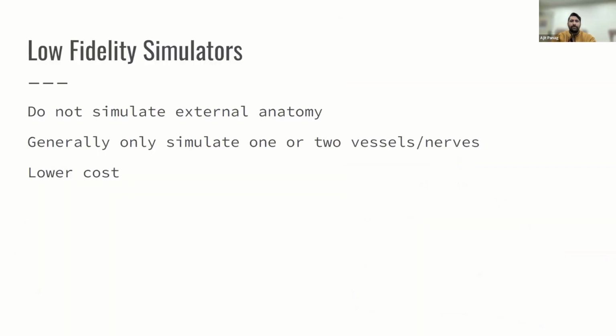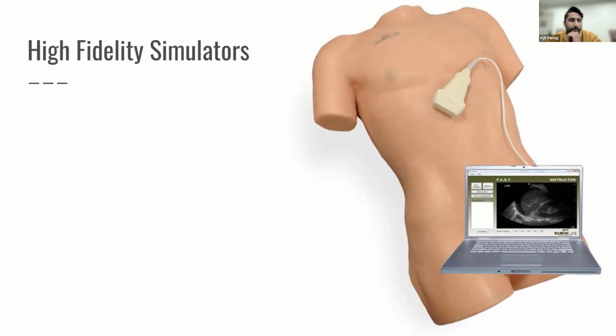So in summary, low fidelity simulators don't really simulate external anatomy very well. They generally only simulate 1 or 2 vessels or nerves, but they do have the advantage of being lower cost. Then we move into some high fidelity simulators, some of which Sophia talked about during her presentation. This is an example of a simulator where the probe is connected to a laptop, but you're able to scan through a model, which does simulate some external anatomy a little bit better, and then shows you the images on a separate screen.